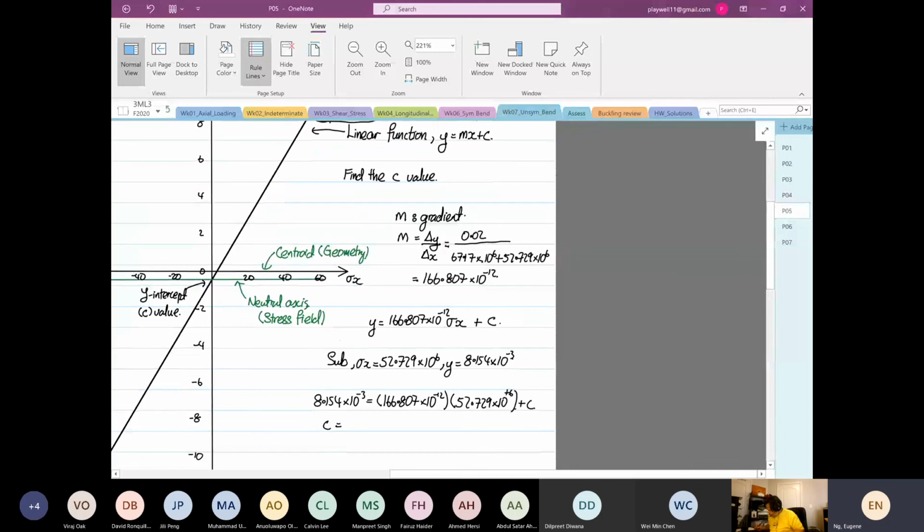So y, 0.02 divided by 67.17 power 6 plus 52.729 power 6, close bracket. 166.807 is correct. So this is 52.729. So this is stress x. 8.154.